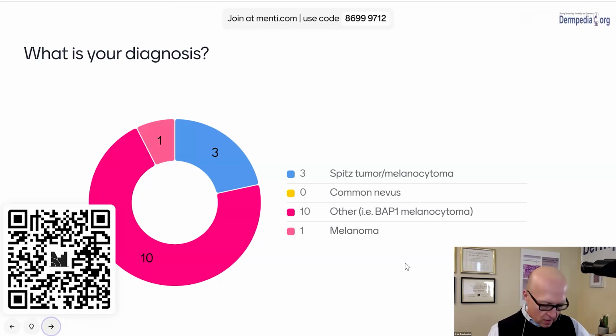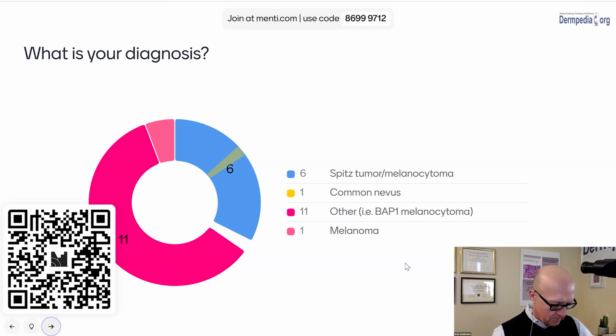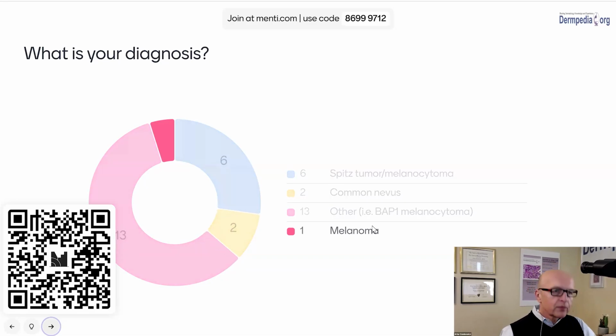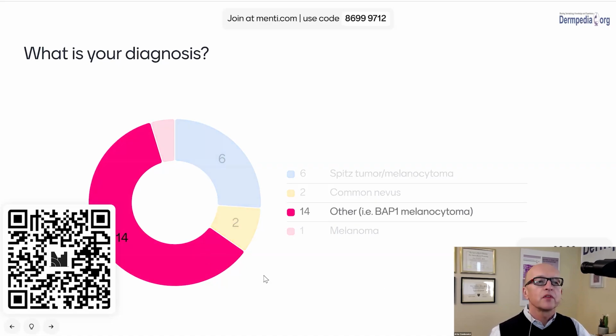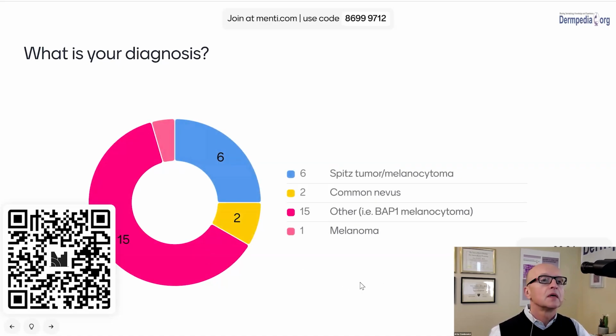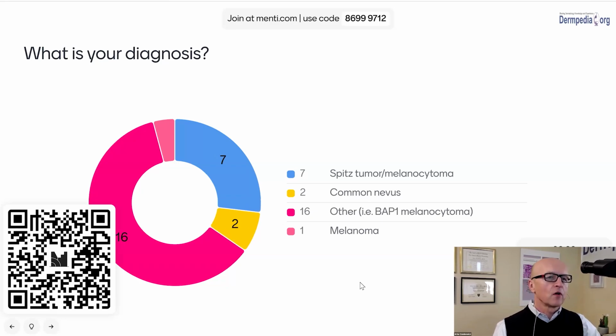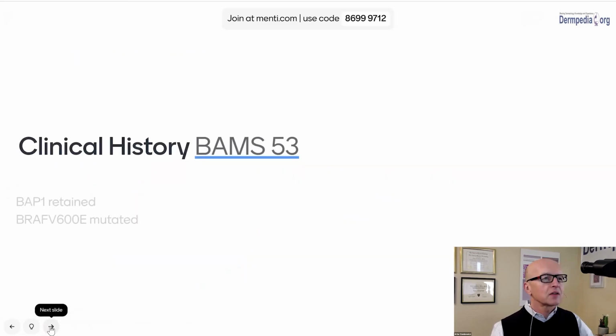And here are the Mentimeter responses as they're coming. So it looks like Spitz tumors have some votes. Many people think about BAPomas probably, and just a few votes for common nevus and one vote for melanoma so far. So I think let's move on to the next step.